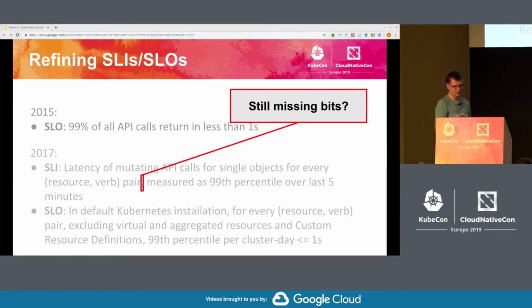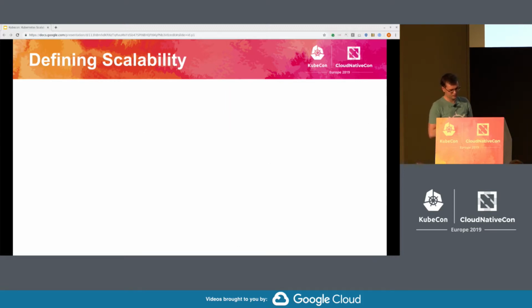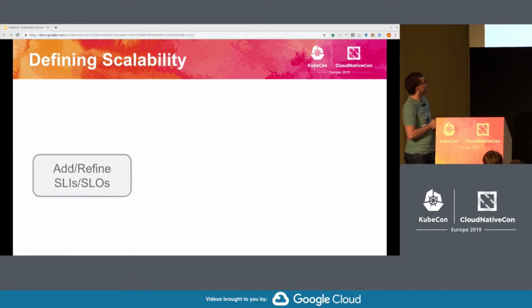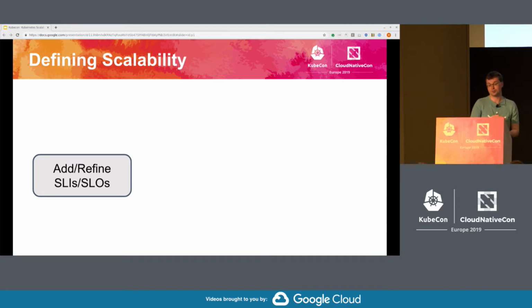So this is just to point out that defining SLIs and SLOs is also a very iterative approach, similarly to how we make software in general. So how exactly does the process of defining SLIs and SLOs look? To summarize, we are basically adding, refining, or potentially removing an SLO if it's something that none of the users really care about at that point.